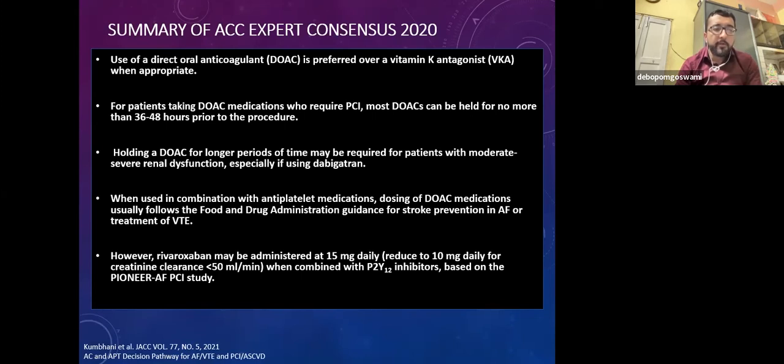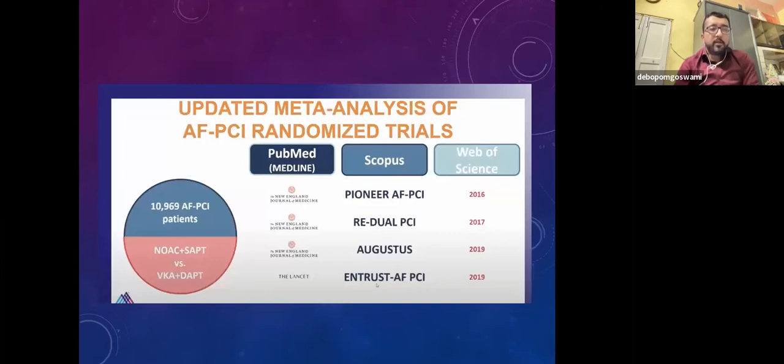Holding a DOAC for longer periods of time may be required for patients with moderate to severe renal dysfunction, especially if using dabigatran. When used in combination with antiplatelet medication, dosing of DOAC medications usually follows the FDA guidance for stroke prevention in AF or treatment of VTE. However, rivaroxaban may be administered at 15 mg daily when combined with P2Y12 inhibitors, based on the PIONEER AF-PCI study. Next slide. Now, this is an updated meta-analysis of the AF PCI randomized trials.